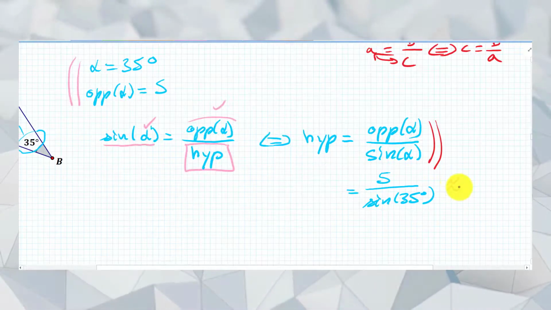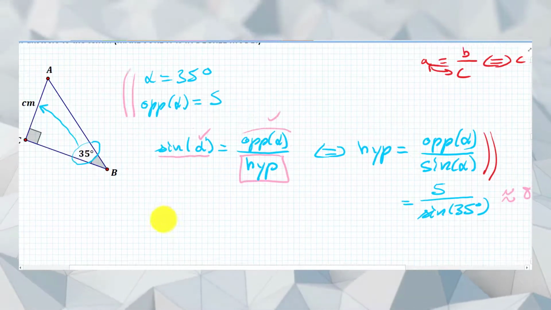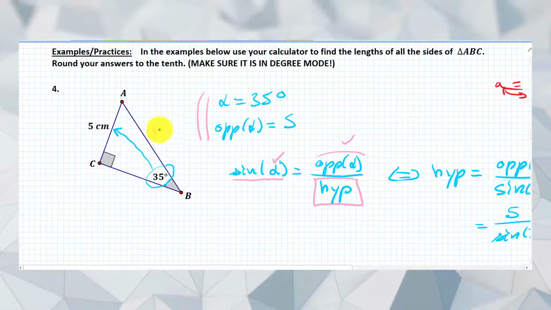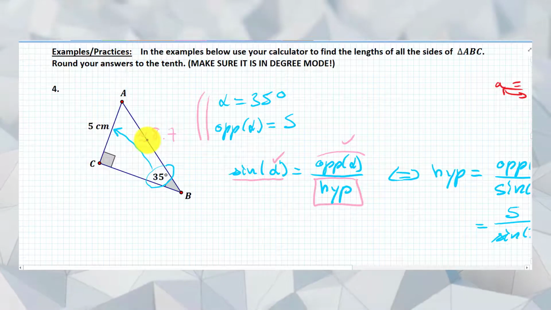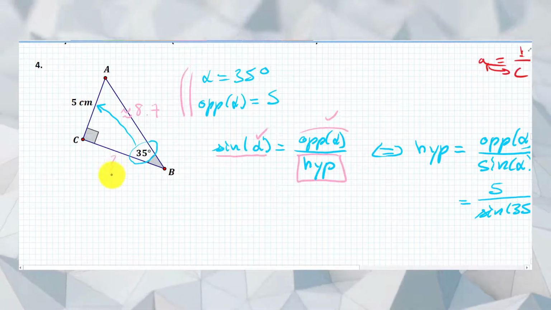So the hypotenuse is about 8.7. Actually, I like to write it here directly on the triangle, and this is about 8.7. Okay, now I need to figure out the adjacent side.